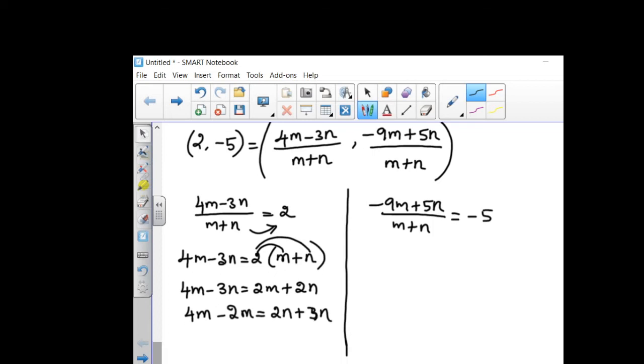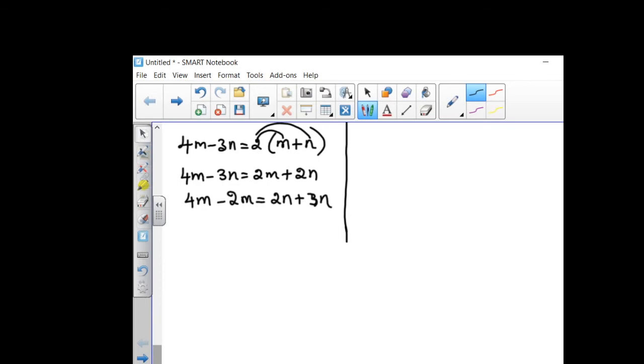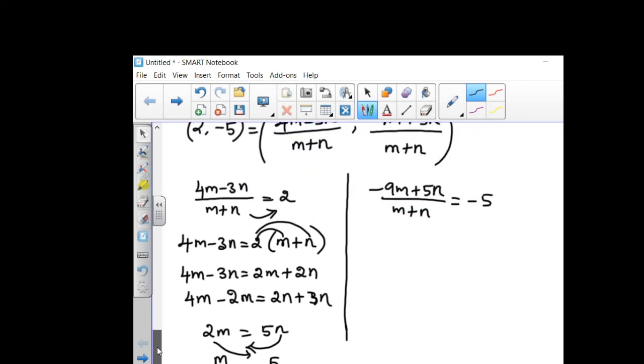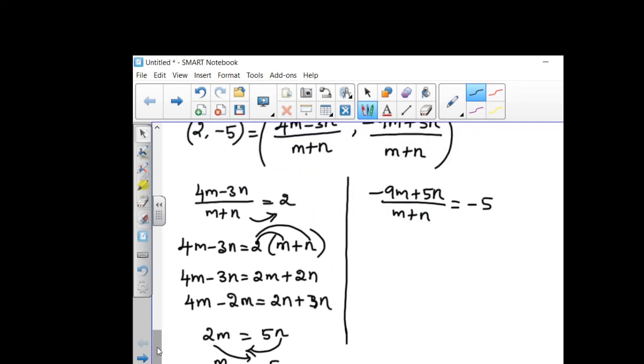Okay, therefore what do you get here? 4m - 2m, you will get 2m, here 5n. Okay, we need m is to n. That is m, this n comes to the left hand side, it becomes division. Because it is multiplication, this 2 comes to this side, so 5 by 2. Therefore m by n, we can write m is to n, that is equal to 5 is to 2.